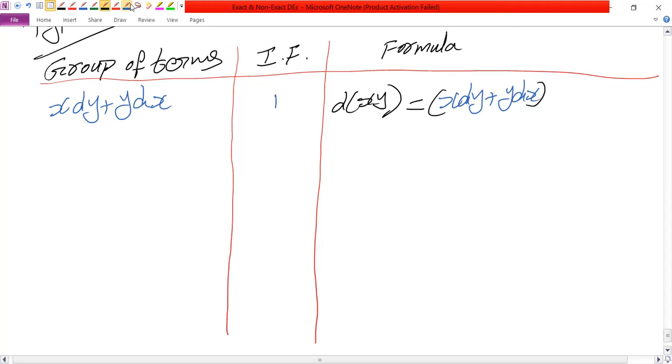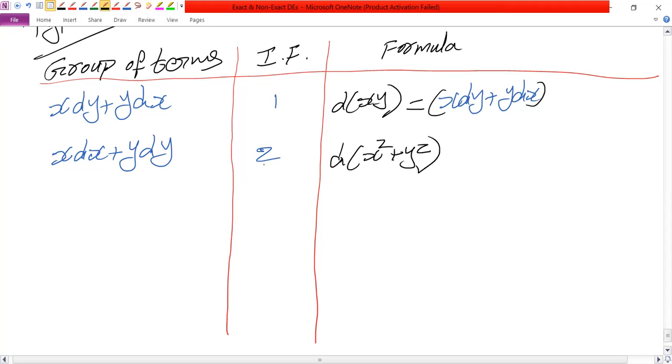Okay, now going to take the second one, x dx plus y dy. So I am multiplying with 2. Even if I am not multiplying with 2, we'll get 2 only. So I am writing the formula first and then the expression. I am going to write a formula here, d of x square plus y square. Finally, the final step from this, I am going to write it as product of group of terms and integrating factor. That I am going to do.